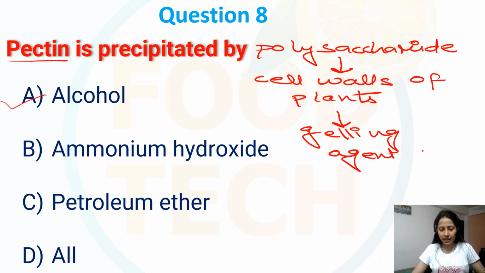That is option number A. Pectin is precipitated out using both methods, with alcohol or with ammonium hydroxide, but the common one is alcohol. That is why the correct option will be A, alcohol.